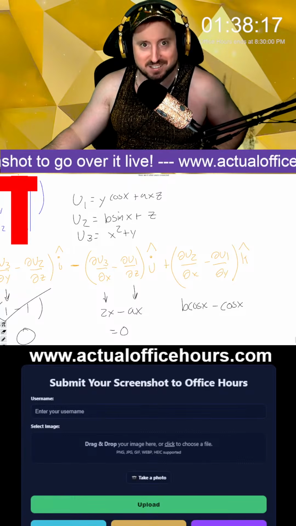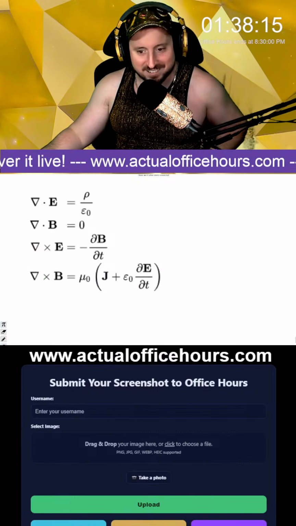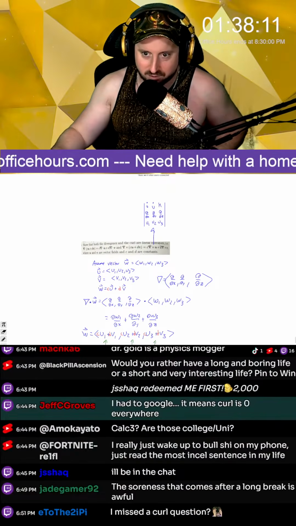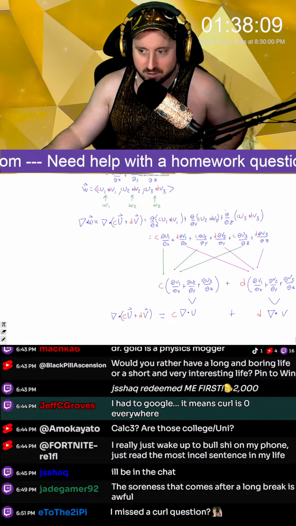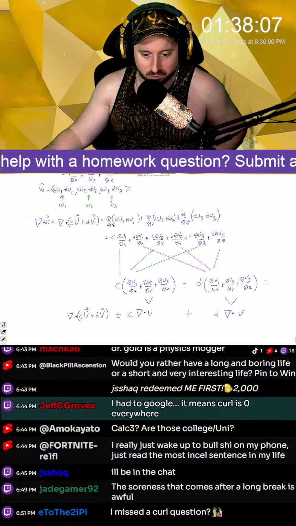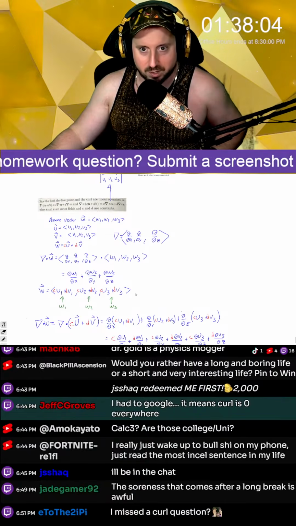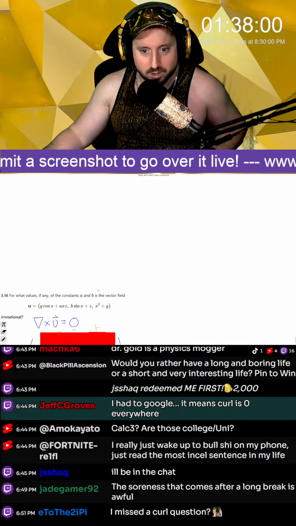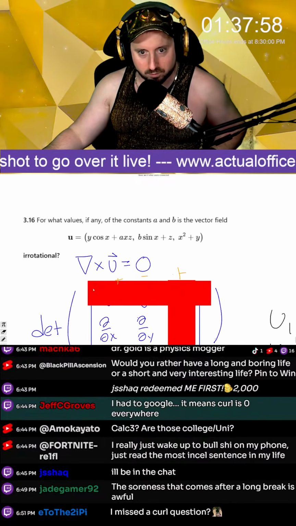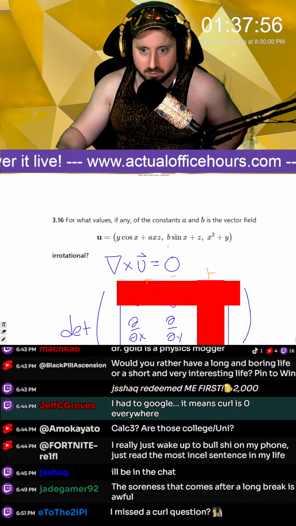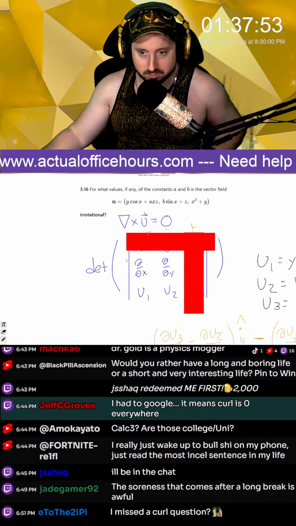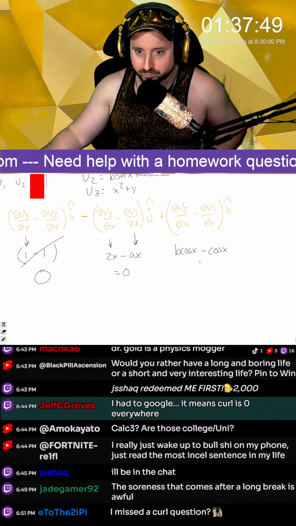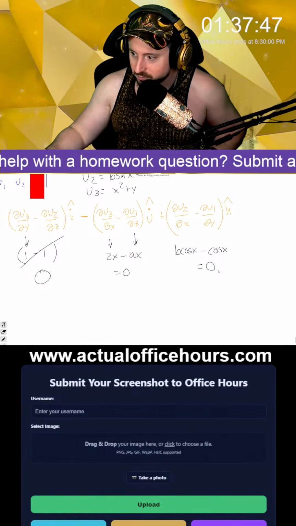You missed a curl question. Oh, yeah, we had this one. This was also curl. I didn't have time to do this one, Zach. I just showed that the divergence was linear, a linear operator. But now we're doing this. We learned that irrotational means that the curl is equal to 0. I feel like it was kind of a made-up word. Anyways, so this also equals 0.